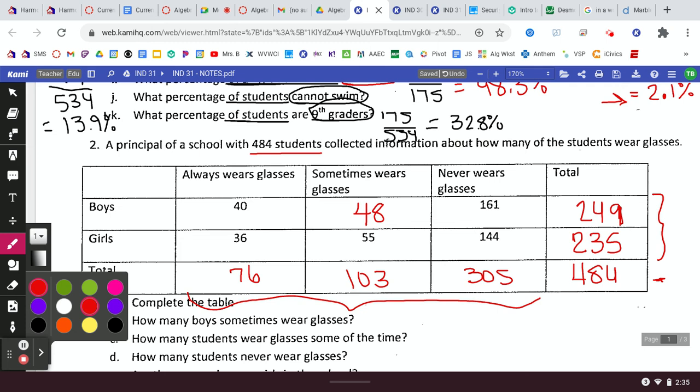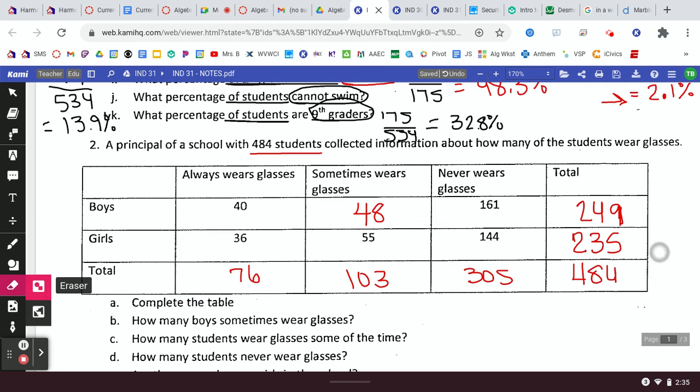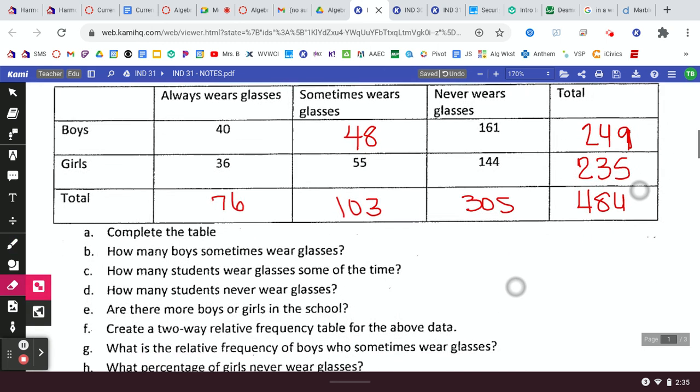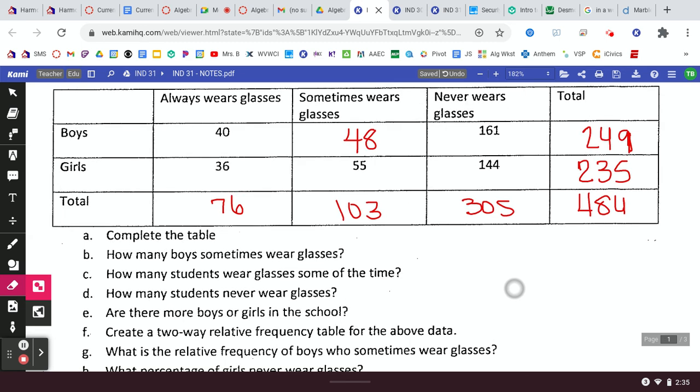Okay? So now we just have some questions that were asked about the table. So we're going to use our filled in table now. Of course, step A just says complete the table. We've done that. Step B says, how many boys sometimes wear glasses? Javen? 48. Okay. And then we're asked how many students wear glasses some of the time? Seth, what do you think? 103. So that's both boys and girls who wear their glasses some of the time. So that number was 103.